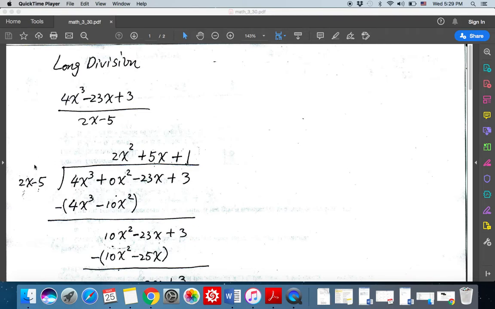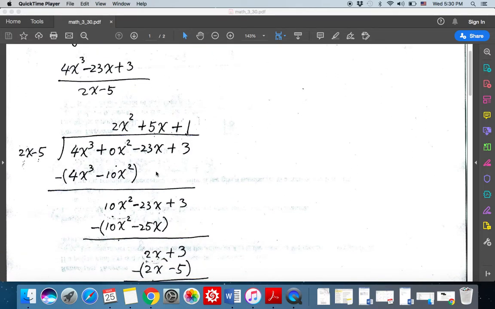2x squared multiplied by 2x gives us 4x cubed. 2x squared multiplied by negative 5 gives us negative 10x squared. And we subtract what we get from the dividend, that's going to give us 10x squared minus 23x plus 3. Don't forget to copy down negative 23x plus 3.